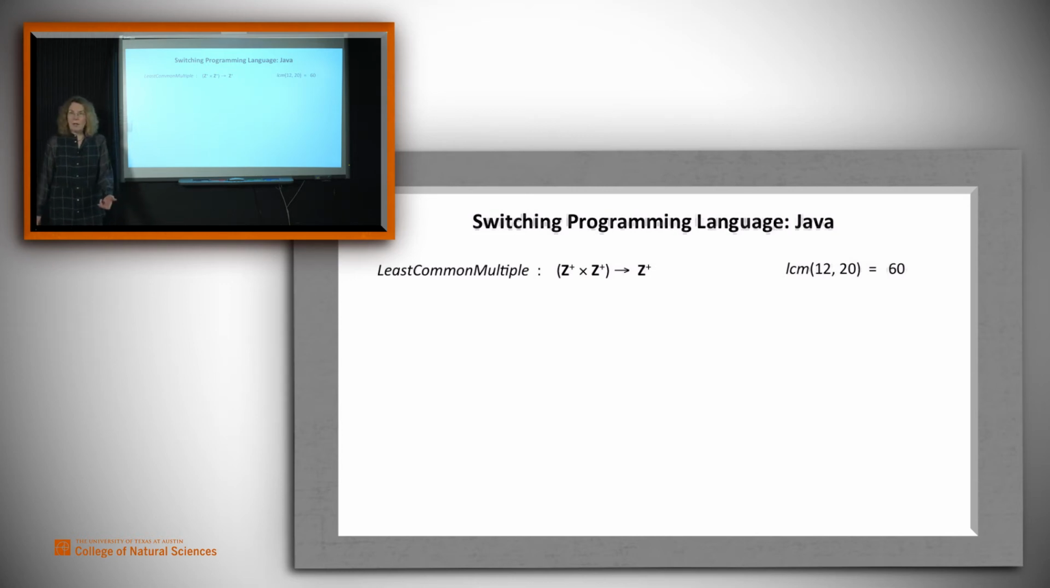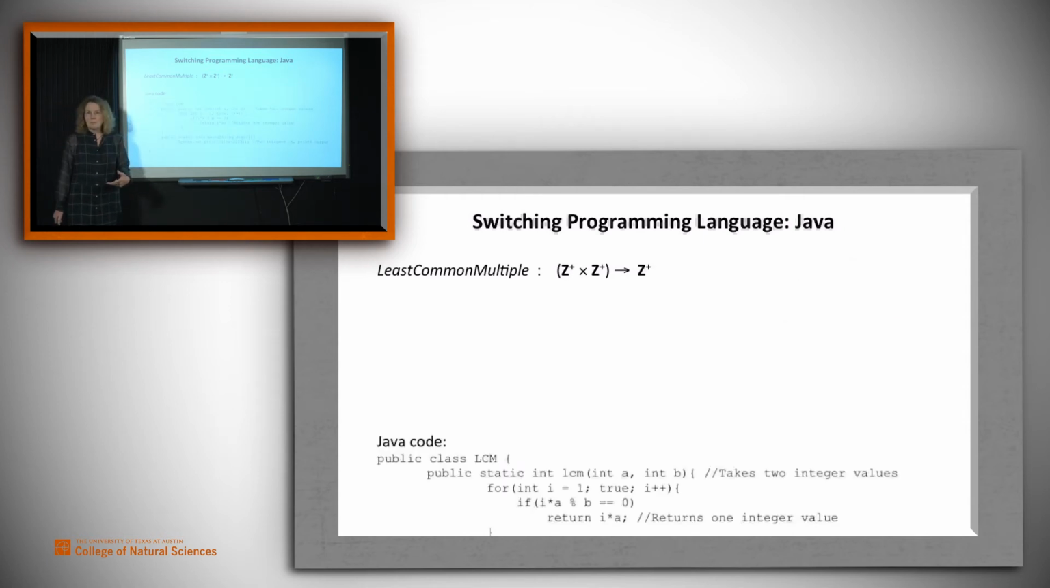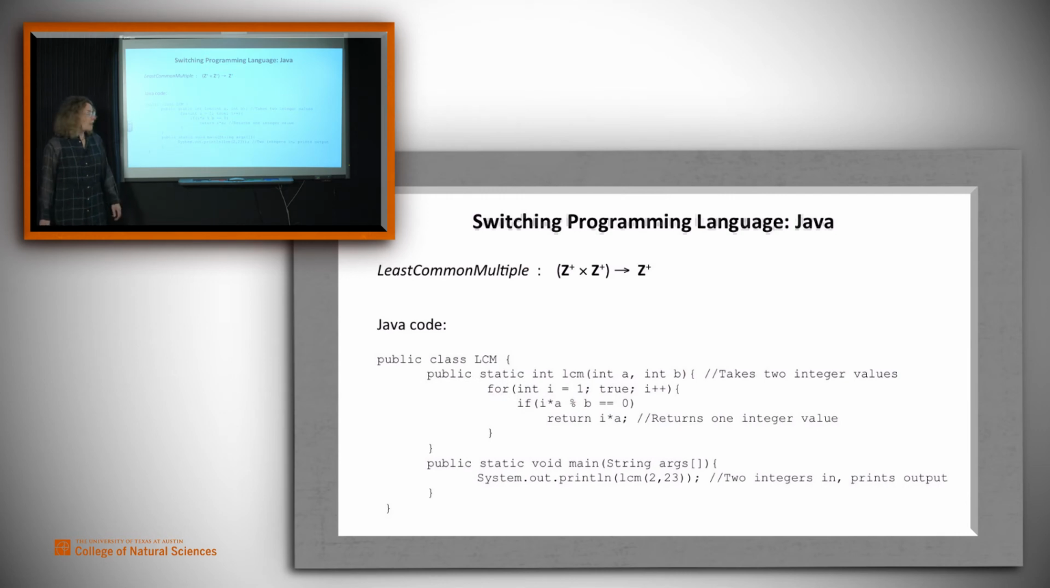So I take in a pair and I output a single result. I take in an element of Z+ cross Z+, and I output an element of Z+. All right, and here's code written in Java. If you look at it, the code just looks different. The syntax is different. But again, I take in two arguments, call them a and b, and I return a single value.